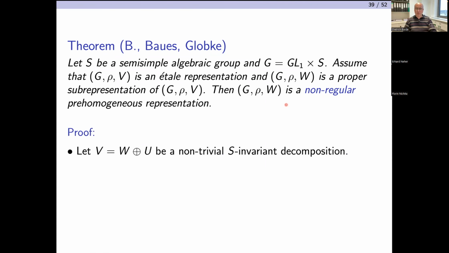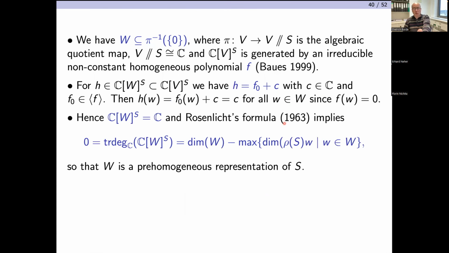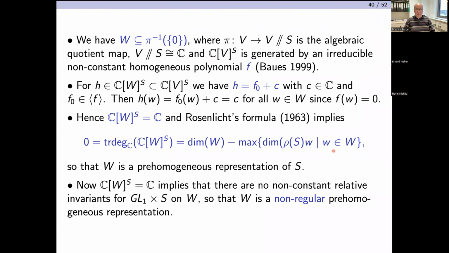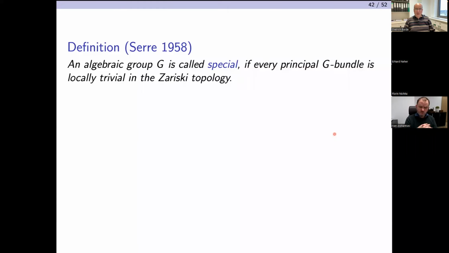And I have a proof, which I only do if I have enough time, where you can see it's using some Rosenlicht formula, but this is all well known. I'm not an expert in this area anyway, so I had some trouble to write a nice proof, but let's continue with something else. An example. Well, yes, it's non-regular then. If you take matrix multiplication, you can see that this is indeed not the case.